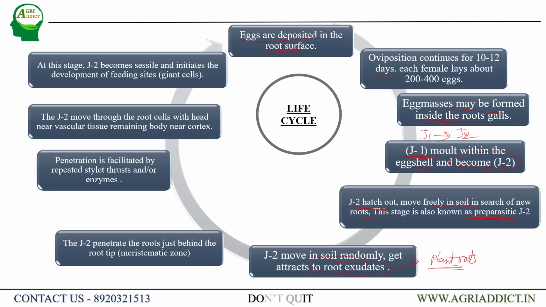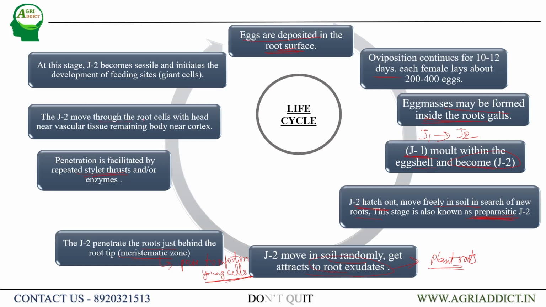Now after searching the plant roots, it starts penetrating the roots just behind the meristematic zones because it is more prone to infection, as they have more young and dividing cells. So there is no question of any immunity. So it is more prone to infection. Later, penetration is facilitated by repeated stylet thrusts, and also some enzymes are involved in breaking down the cell walls, that is, entering inside the root system. By secreting some enzymes, it allows the nematode to enter into the root system.